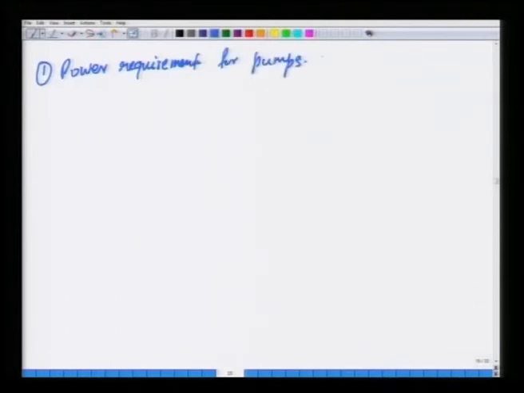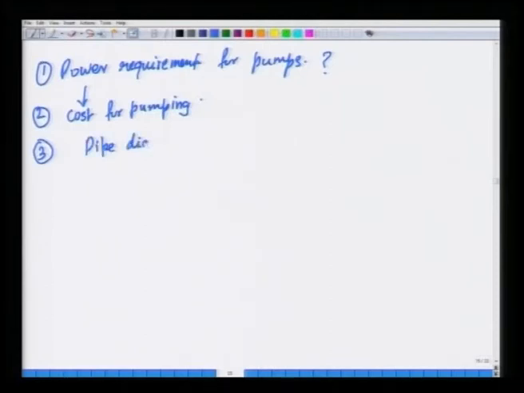Okay. This is one question, and therefore, related to this is cost for pumping. Another question is, what is the pipe diameter that one must choose? For example, we will see later that larger diameter means lesser pumping costs, but also larger diameter means more initial investment, because you have to construct pipes.